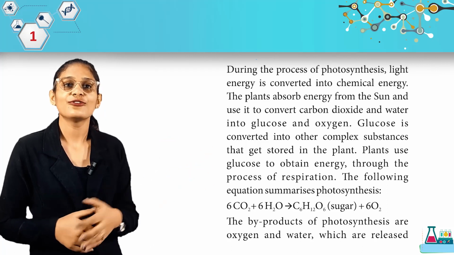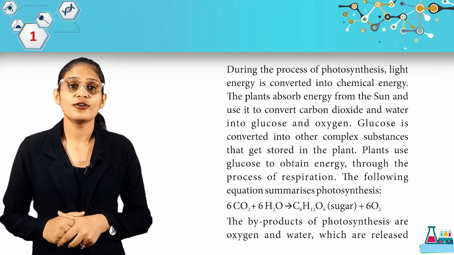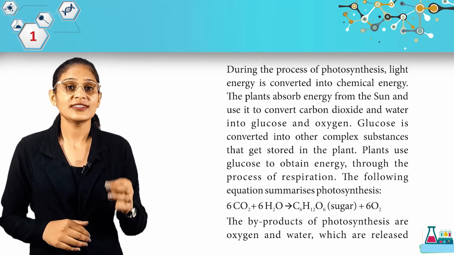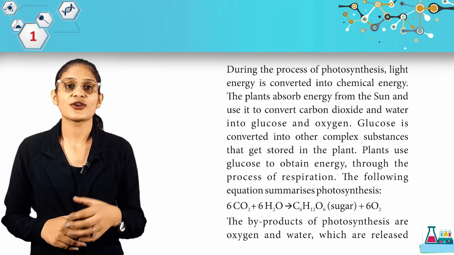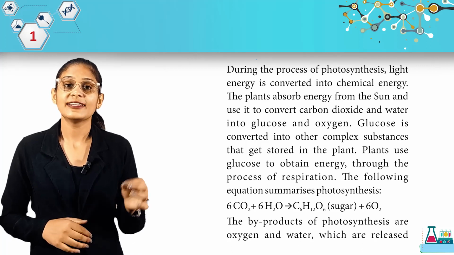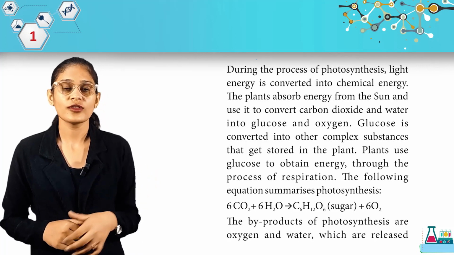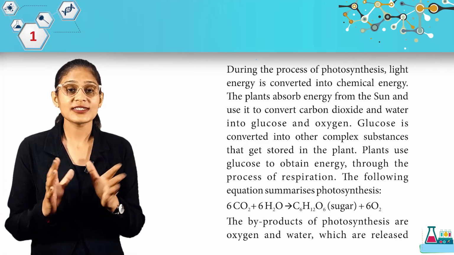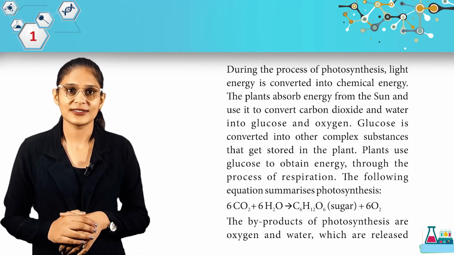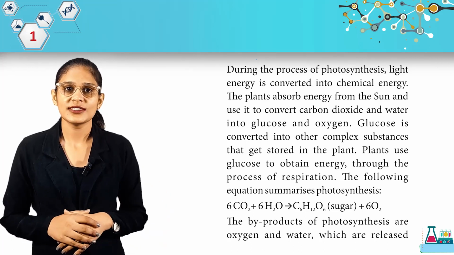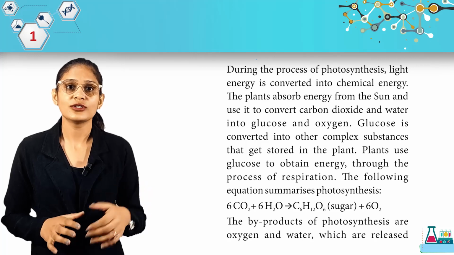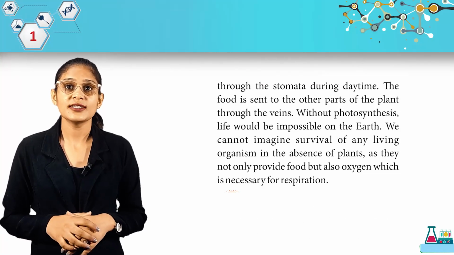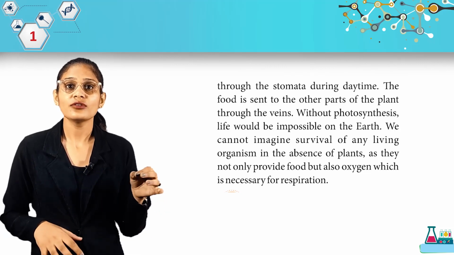This is the equation of photosynthesis. 6 molecules of carbon dioxide plus 6 molecules of water, after reaction, give C6H12O6, that is sugar, or you can say glucose, plus 6 molecules of oxygen. So this is the complete reaction of photosynthesis. The byproducts of photosynthesis are oxygen and water, which are released through the stomata during daytime. The food is sent to the other parts of the plant through the veins.